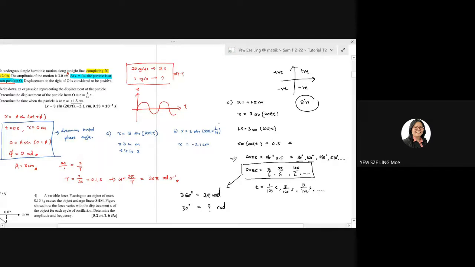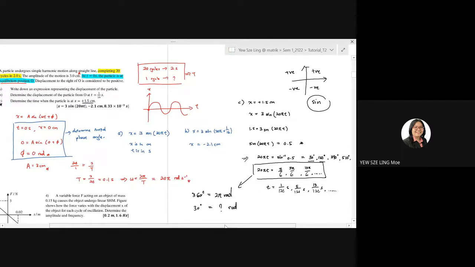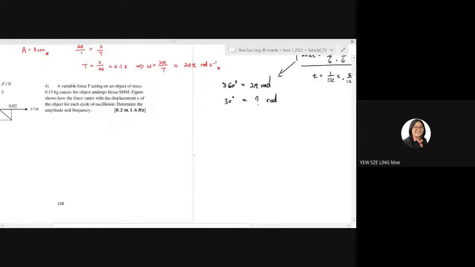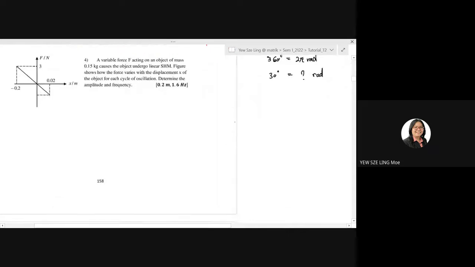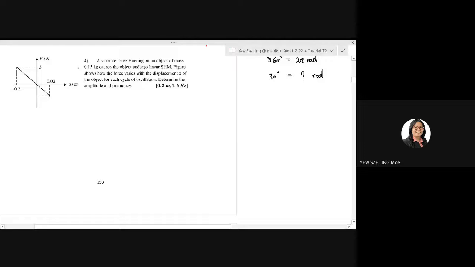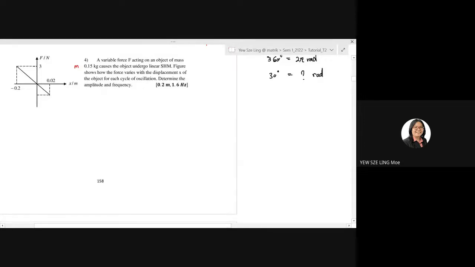All right. So let's look at one more question. Okay, question 4. A variable force acts on an object of mass 0.15 kg, so you are given mass in this question. It causes the object to undergo linear simple harmonic motion. The figure shows how the force varies with the displacement x of the object for each cycle of oscillation. Determine the amplitude and frequency.